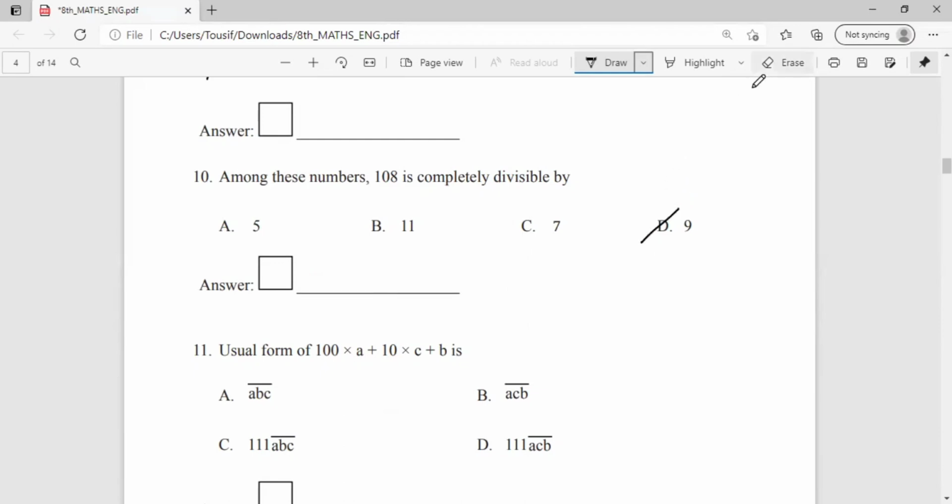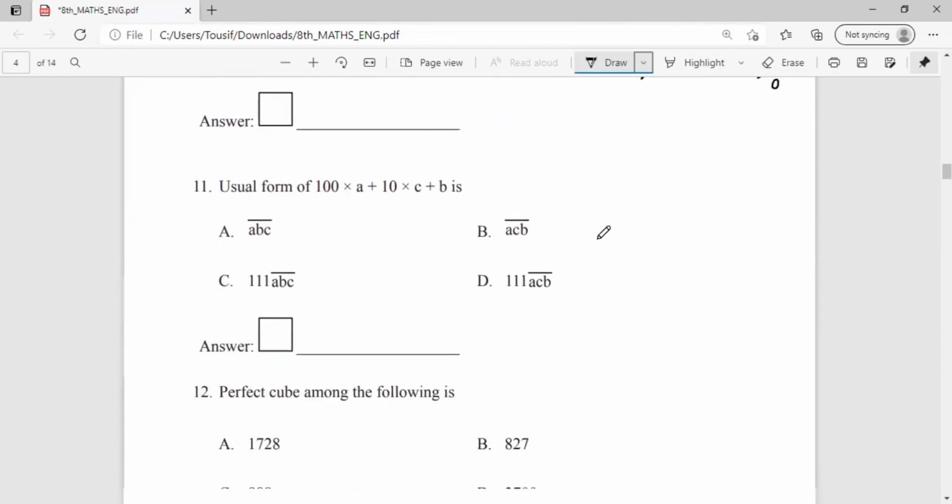Let us divide it and show you. 108 divided by 9: 9 ones are 9. 10 minus 9 is 1. The next number comes down, that becomes 18, and 9 twos are 18. The remainder is going to be 0. So our answer is 9.